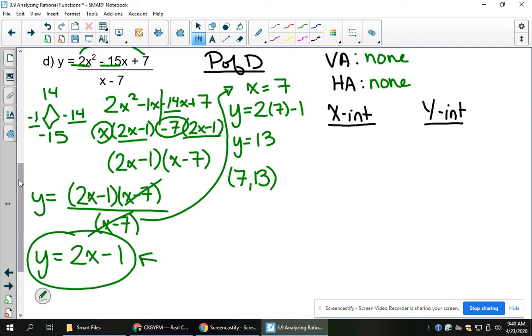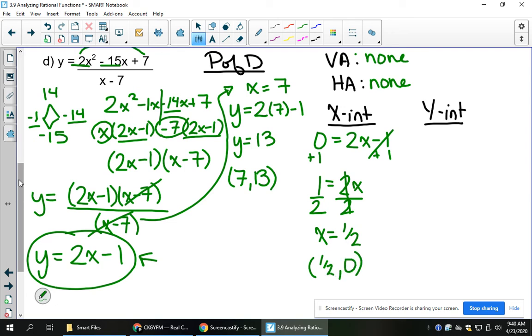Now, into the equation I've circled, I'm going to make y 0 and do algebra to find x. First step, add 1 to both sides. Second step, divide by 2. My x-intercept is 1/2.